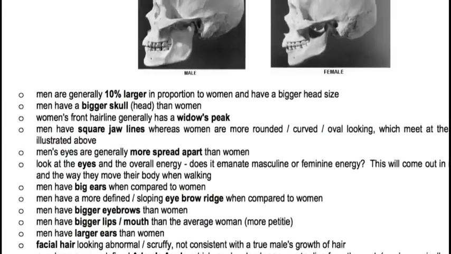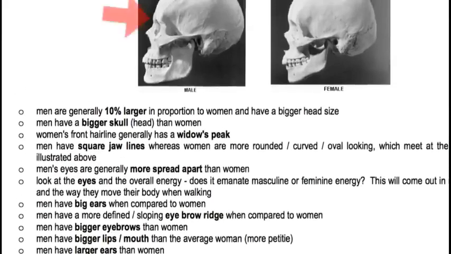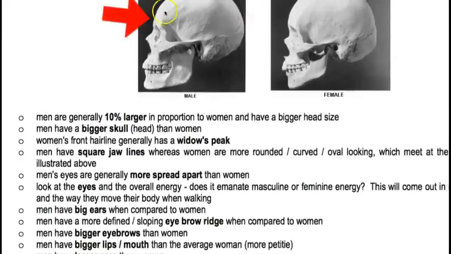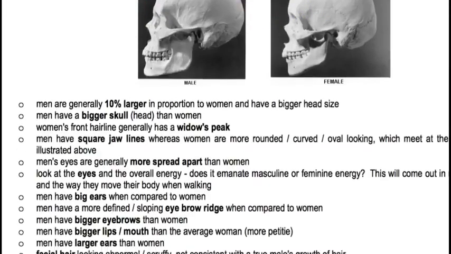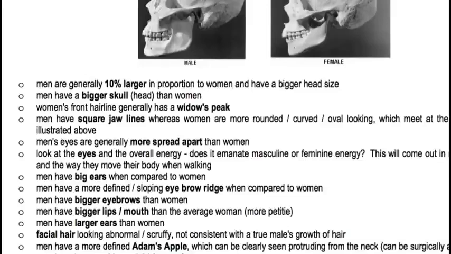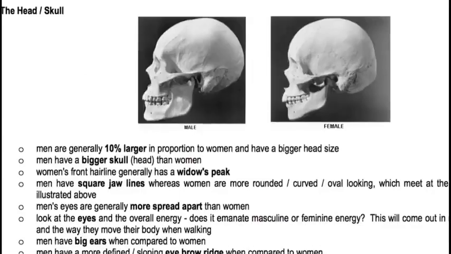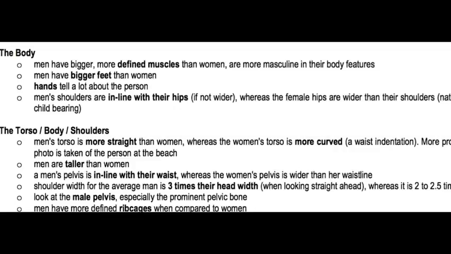They also have a more defined sloping eyebrow ridge when compared to women, as you can see here versus right here. Men typically have bigger eyebrows than women, bigger lips, and a bigger mouth than the average woman. Men also have larger ears than women, a more defined Adam's apple, and not to mention that men typically have wider necks and wider wrists than women do.